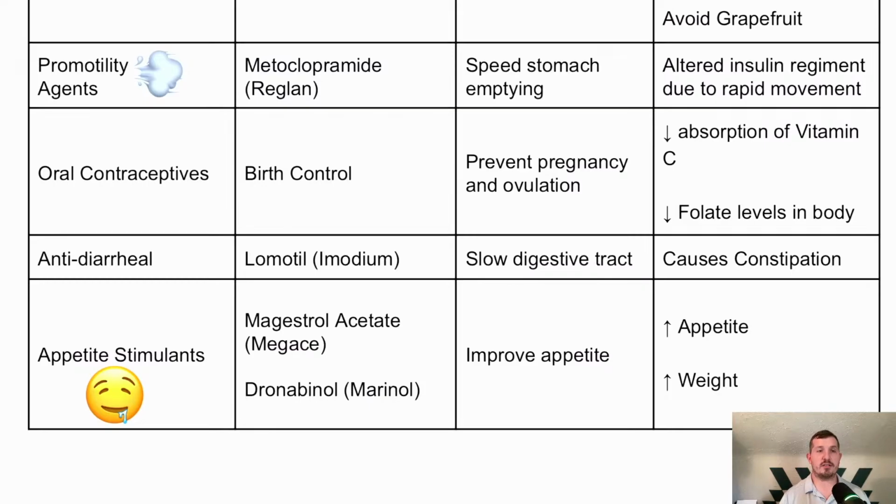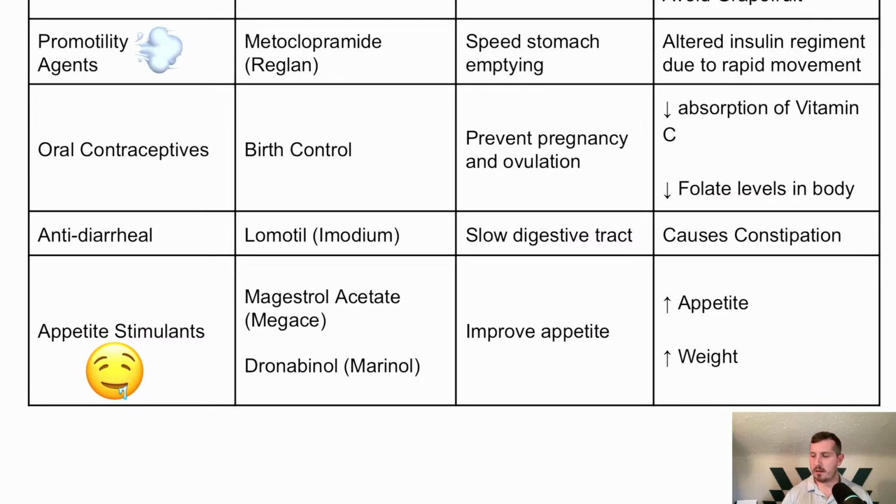All right, now going on to our antidiarrheals. Easy word to break down: anti, against, diarrheal, preventing diarrhea, right? Lomotil is the name. Generic name is Imodium. What does it do? It slows your digestive tract. Specifically, it slows the diarrhea, slows things from entering your small intestine as quickly.